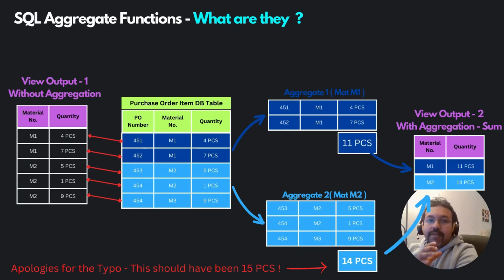So if I were to summarize it, what are we doing? For each material in the data source, I want to see the aggregated total quantity ordered across all purchase orders, right? So this kind of an output is what we call an aggregated output. We do not simply output the data records from the data source as is. Instead, we first collected them into groups called aggregates based on some grouping criteria. And then we aggregated a particular column, the ordered quantity column, right?